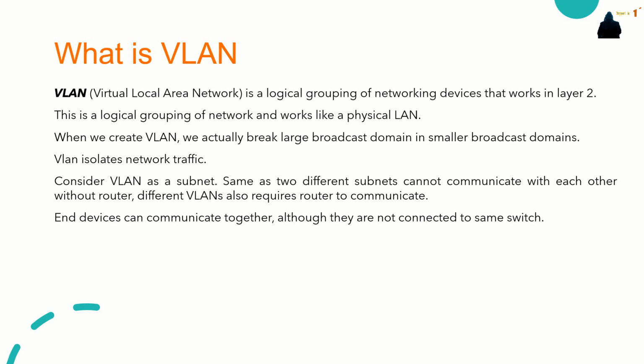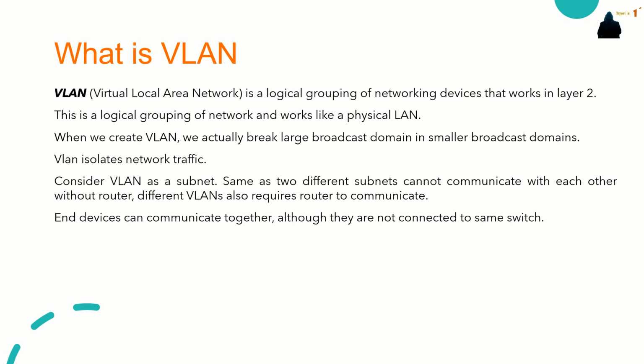are a way to divide the switch into different LAN segments. A VLAN is a logical grouping of networking devices that works in layer 2. This is a logical grouping of a network and works like a physical LAN. When we create a VLAN, we actually break a large broadcast domain into smaller broadcast domains, and a VLAN isolates and blocks some network traffic if you want.